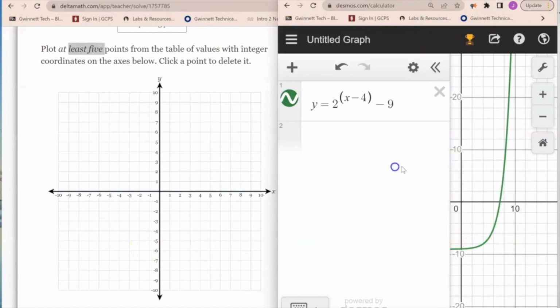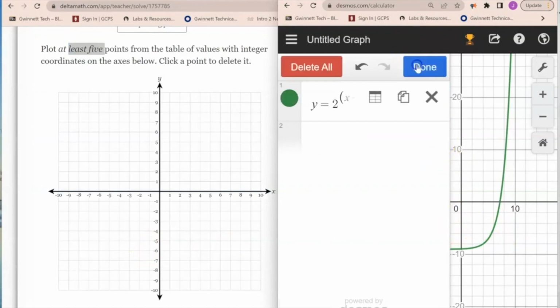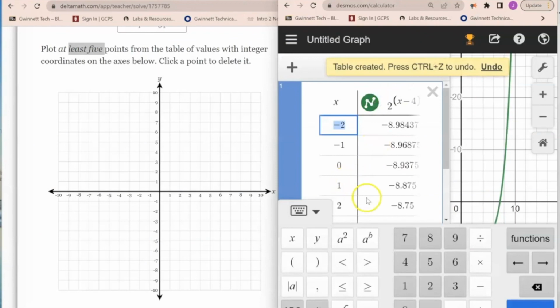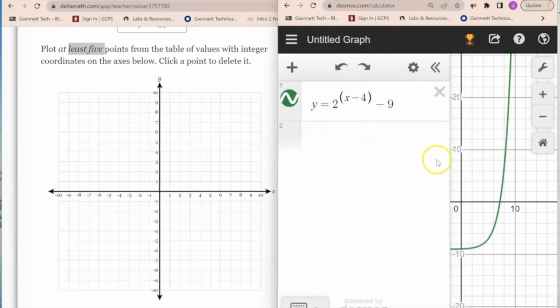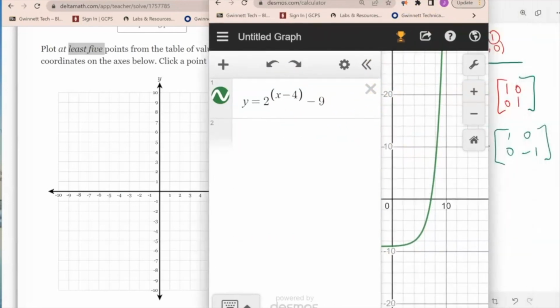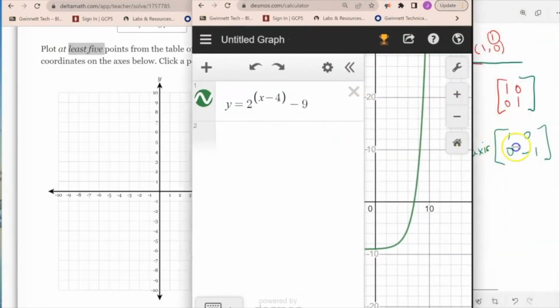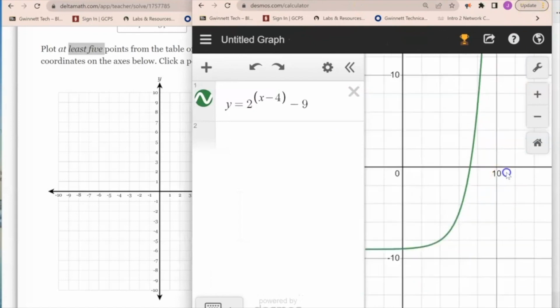So 2 things you could do. You could click this right here and click table. And unfortunately, sometimes they're good points and sometimes they're not. So this is not a good point. So because it's not a good point, I'm not going to use that. I'm going to look at the graph. So I'm going to make this a little bit bigger so I can plot my 5 points. I might have to just make it full screen and come down.